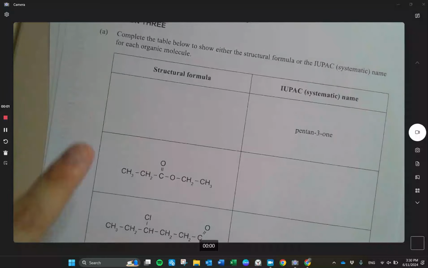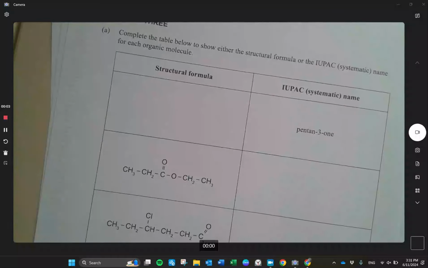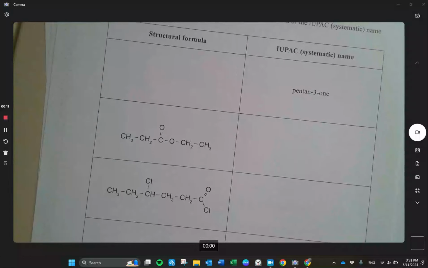Okay, so this first question here, if you remember how I said there's 3 things you need to do. You need to know how to name and draw. You need to memorize all your functional groups. You need to memorize all the different reactions. This one here is just your naming question, naming and drawing.